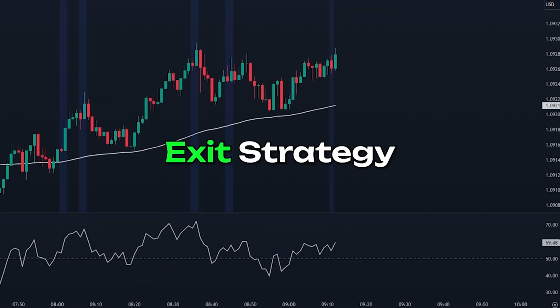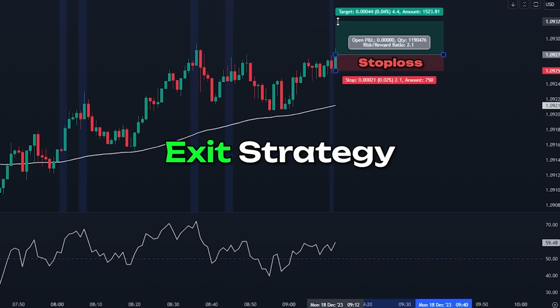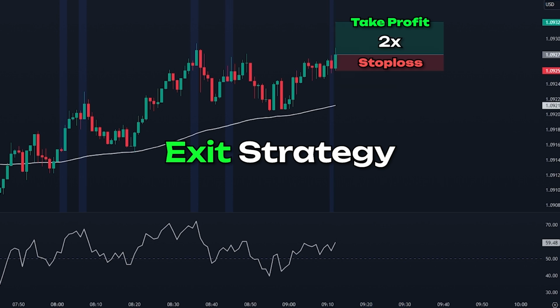Now for our exit strategy, once you've entered a trade, you want to set up your stop loss below your entry candle here and set your profit target at 2 times your stop loss. So now let's look at this strategy in action.